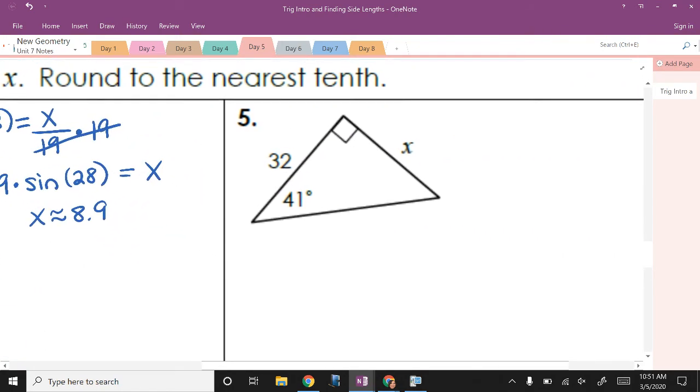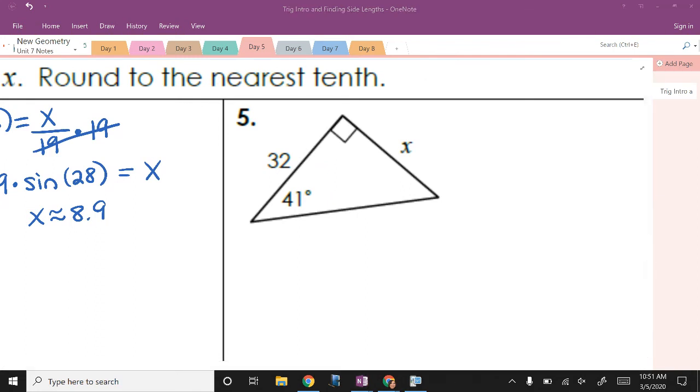All right, number 5. Here's my 41-degree angle. So there's the angle they gave me. So I have to determine if I'm going to use sine, cosine, or tangent. Y'all, we're running out of time. We got a lot to do still. We got to determine if we're going to use sine, cosine, or tangent.